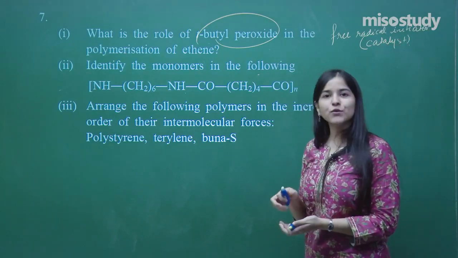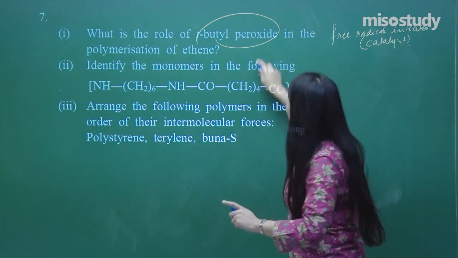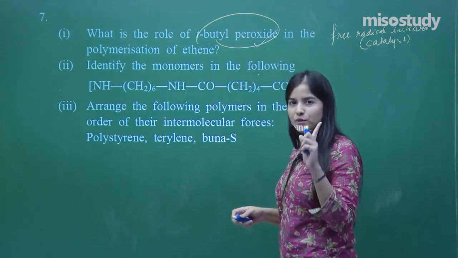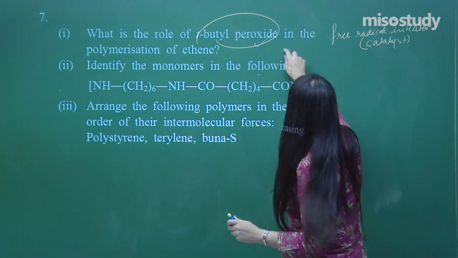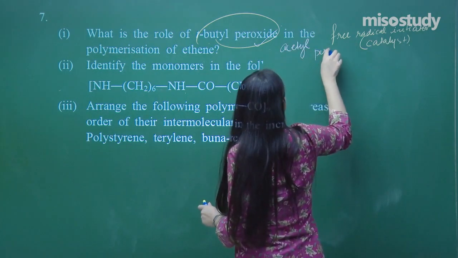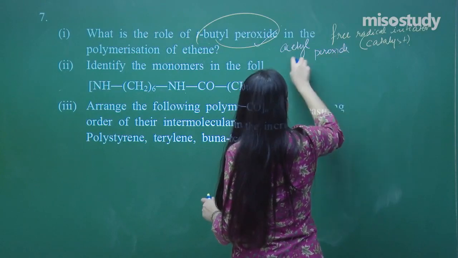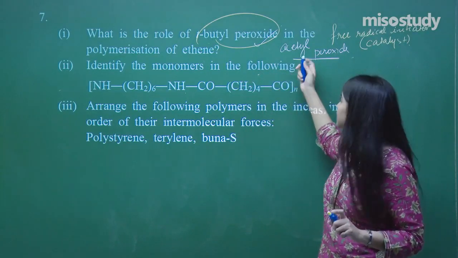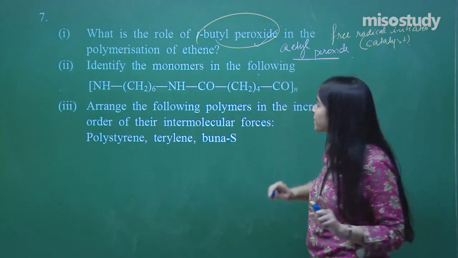So not just the benzoyl peroxide, but tertiary butyl peroxide can also act the same. Also one more I would like to give you here is acetyl peroxide, which can also act as an initiator. Fine, clear? So this is important, these 3 examples need to be remembered.